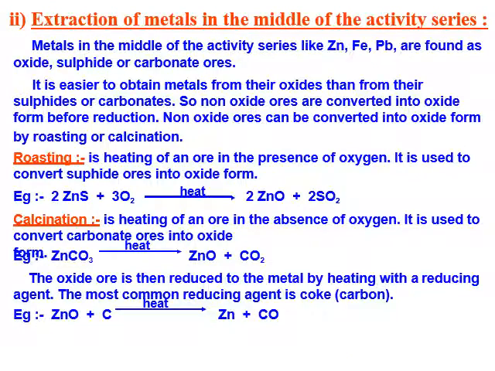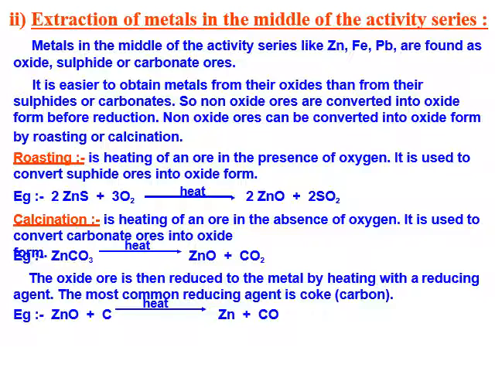Extraction of metals in the middle of the activity series. If metal lies in the middle of the reactivity series, like zinc, iron, lead, they are found in the form of oxide, sulfide or carbonate ores. It is easier to obtain metal from their oxide than their sulfide or carbonate. So non-oxide ores are converted into oxide ore first before reduction. Non-oxide ores can be converted into oxide ore by either roasting or calcination.